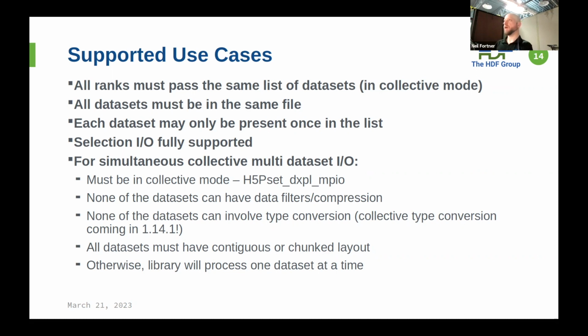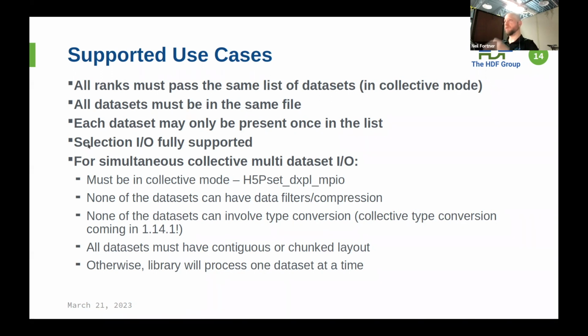sets for now. All the data sets have to be in the same file, so there's no multi-file IO yet, and I'm not sure that would actually bias anything in terms of performance. And each data set can only be present once in the list. Again, I tried to implement allowing data sets to be present twice, but it ended up being very difficult because of how selections could conflict inside the same chunk and things like that.